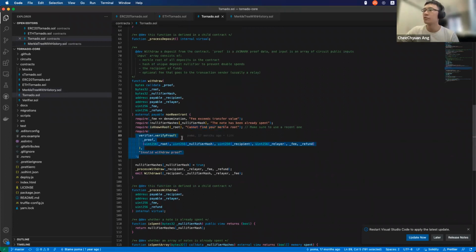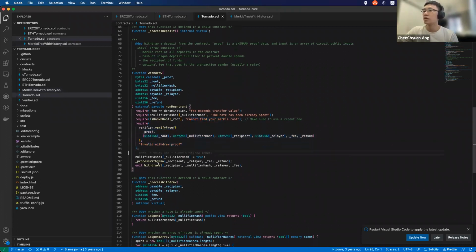Afterwards, we verify the proof. If it's correct, then we set the nullifier hash to be true, because the note has been spent, and then we process the withdrawal. So I'm going to talk about the relayer now, and why it is important.